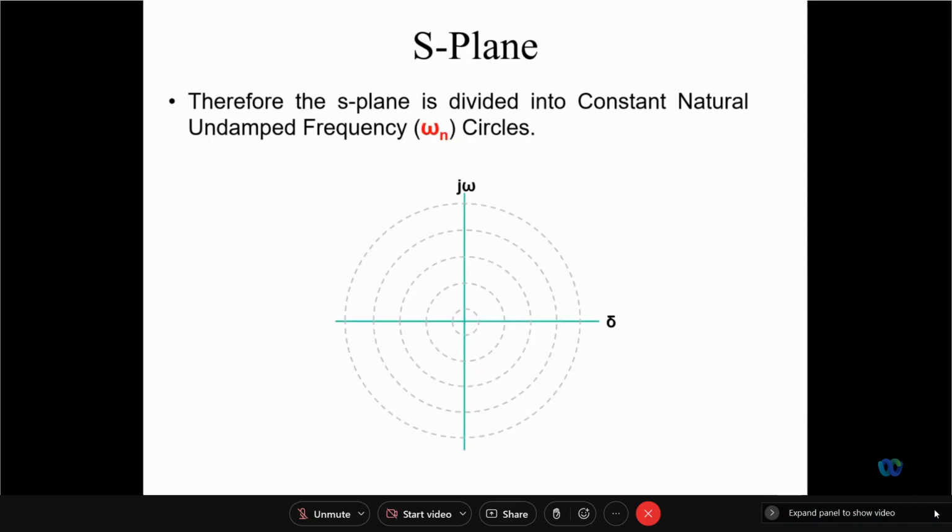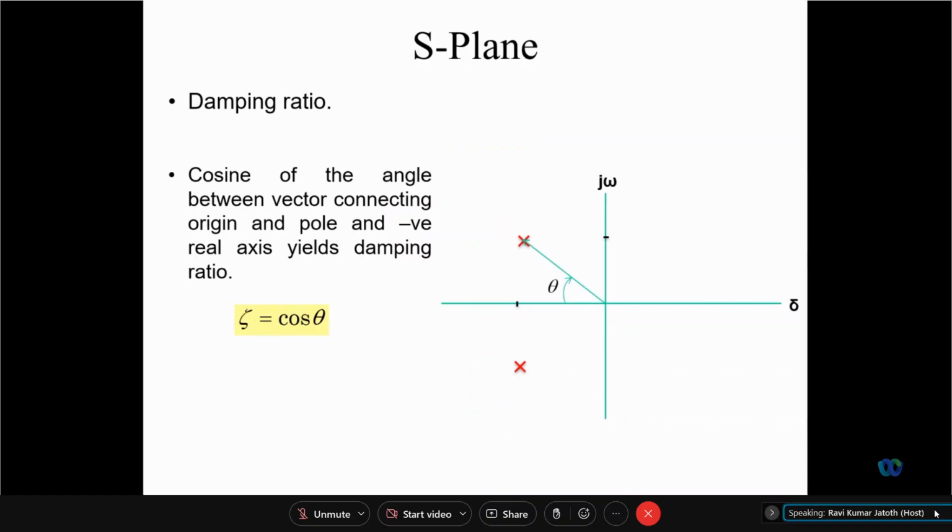So now we try to understand zeta. What is zeta? So now this is zeta omega n, and then this is j omega d. So what is cos theta? Zeta. So otherwise, what is theta? Theta is cos inverse zeta. Zeta is cos theta, right?